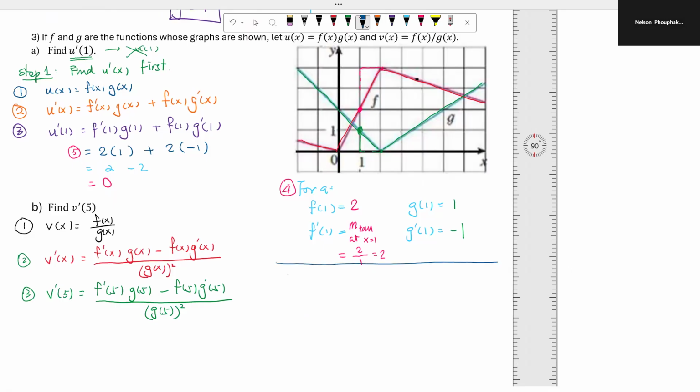And now go to step 4. Now I would like to find f of 5, f prime of 5, g of 5, g prime of 5. So 5 is here. So f of 5 is equal to 3.